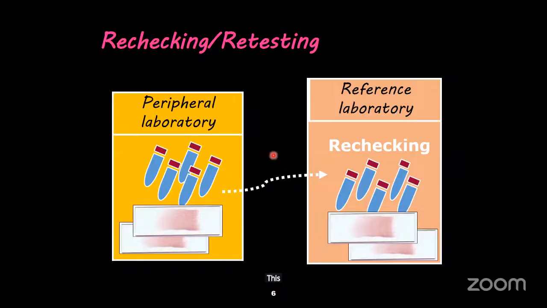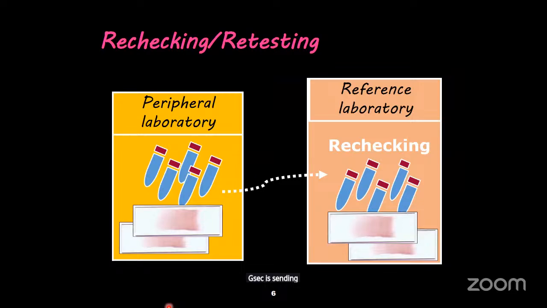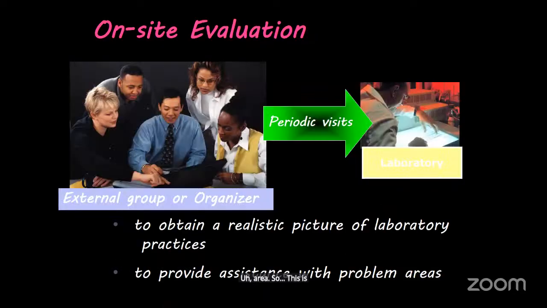This rechecking, retesting is more often seen in the community. For example, if I'm sending an acid fast smear, or any serological testing procedures, like if GSEC is sending procedures for HIV testing from another area. So this is the common procedure.